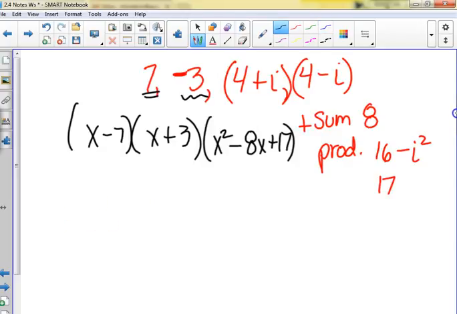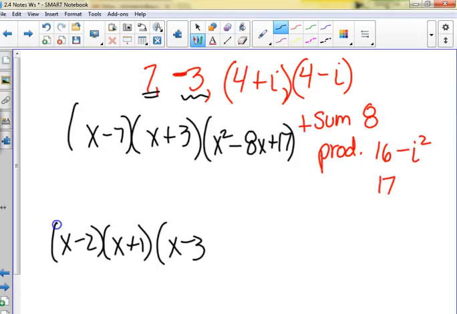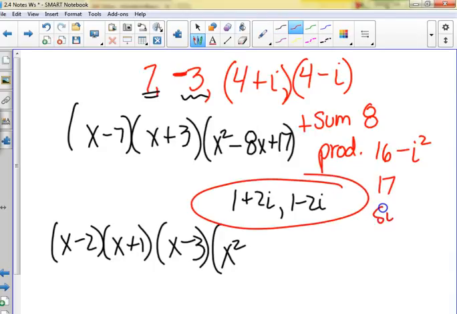I'm going to start. We've already figured out that it had x minus 2 and x plus 1 and an x minus 3. But it's got these two zeros at 1 plus 2i, and the other one would then be at 1 minus 2i. Okay, so it's got x squared. What is the sum of these two terms right here?